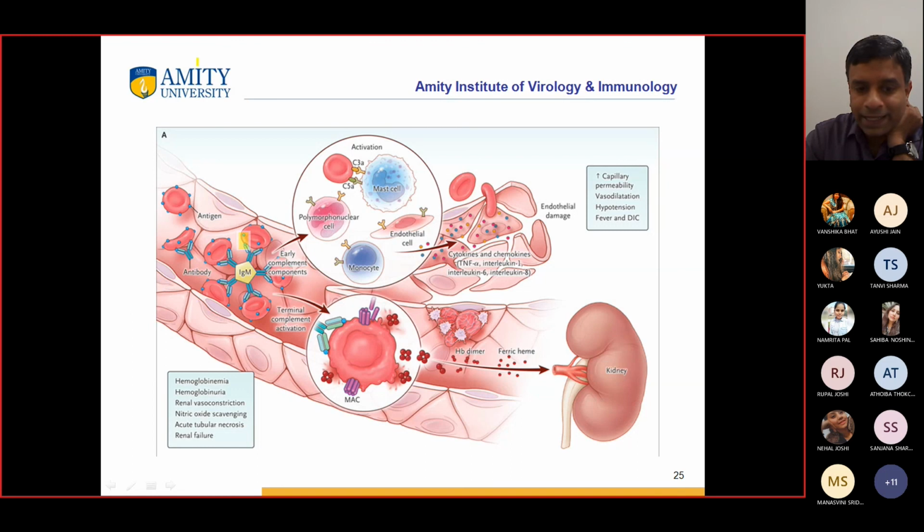And when this binding takes place, a lot of things happen. For example, complement activation, and complement activation will lead to formation of MAC, and these RBCs will get lysed, and whatever hemoglobin is there comes out, right? And all these hemoglobin dimers break down into ferric heme, and that gets into the kidney and starts accumulating here. The kidney will not be able to filter it out, and that will create a problem in the kidney.